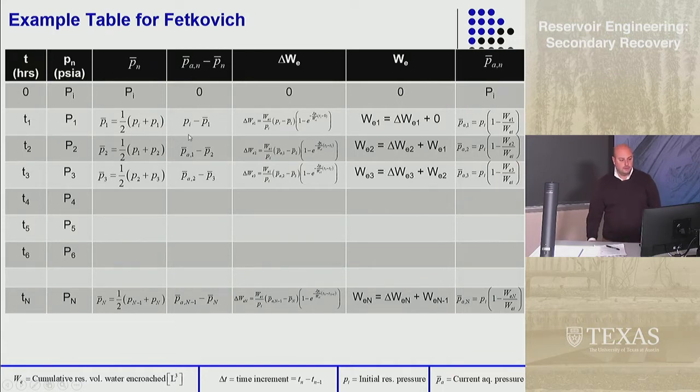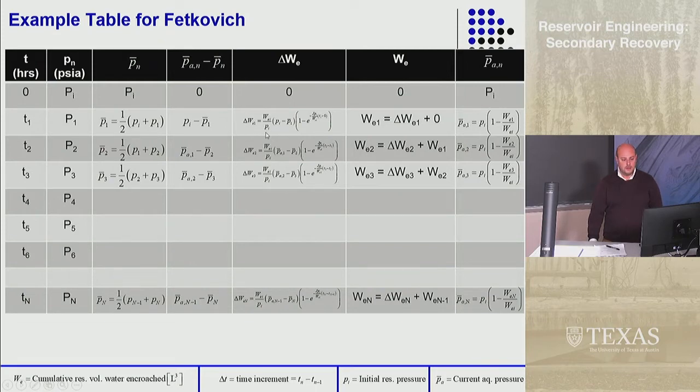At the second time level, PAN minus PN is going to be this column, PI minus P1 bar, which is already calculated here. Delta WE, now that's the tough formula. I think I made it easy for you today. I plugged in the formula for you, because I know that can be tedious and you might make a mistake. So I put the formula in Excel.